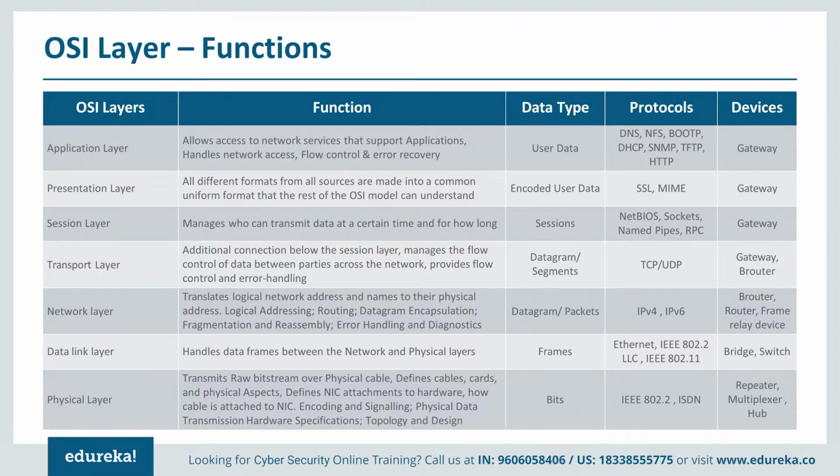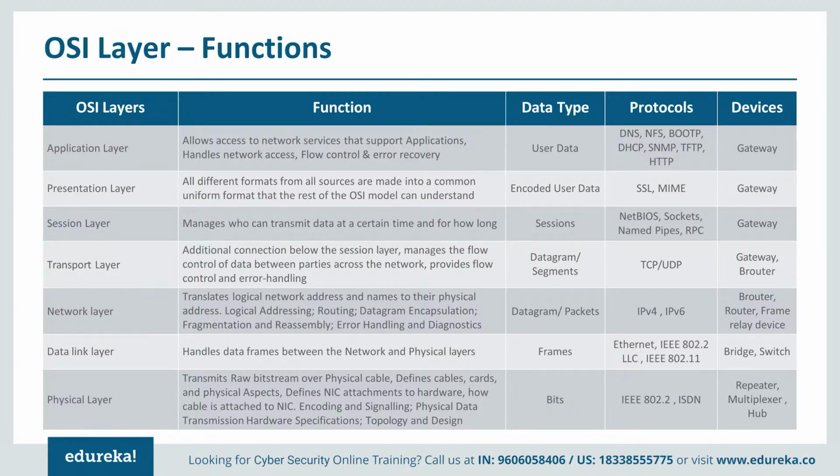The presentation layer works on SSL (Secure Socket Layer) and MIME, and the session layer uses NetBIOS, sockets, named pipes, and RPCs. These are the relay protocols. NetBIOS is similar to DNS, wherein it identifies a resource by name to an IP address, or an IP address to names. All these three layers, application, presentation, and session, have the gateway as their device.